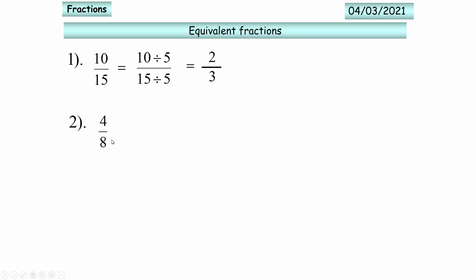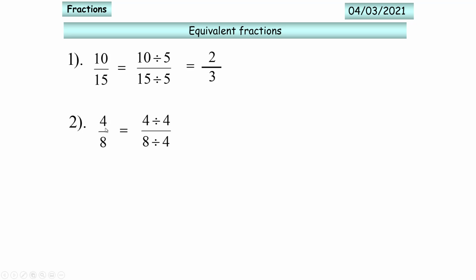Let's have a look at this one. So we've got 4 out of 8. I'm sure somebody can tell me what that's equivalent to. But before you do that, what number goes into 4 and into 8? When I say number, I mean the biggest number. Okay, I know 2 goes, but bigger than 2 is 4.